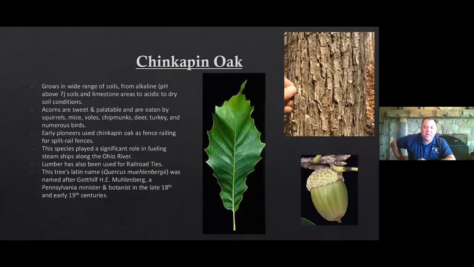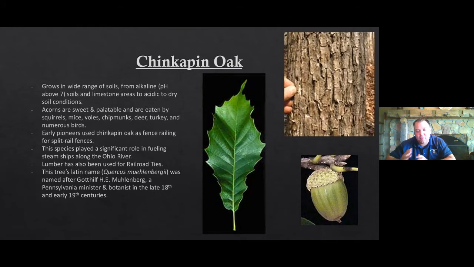Next one up is Chinkapin Oak. Chinkapin Oak is also in the white oak family. It does have a rounded leaf lobe. This looks a little more pointed in this photo here, but it is rounded. A nice big acorn. This usually pops up in limestone outcroppings in the woods.